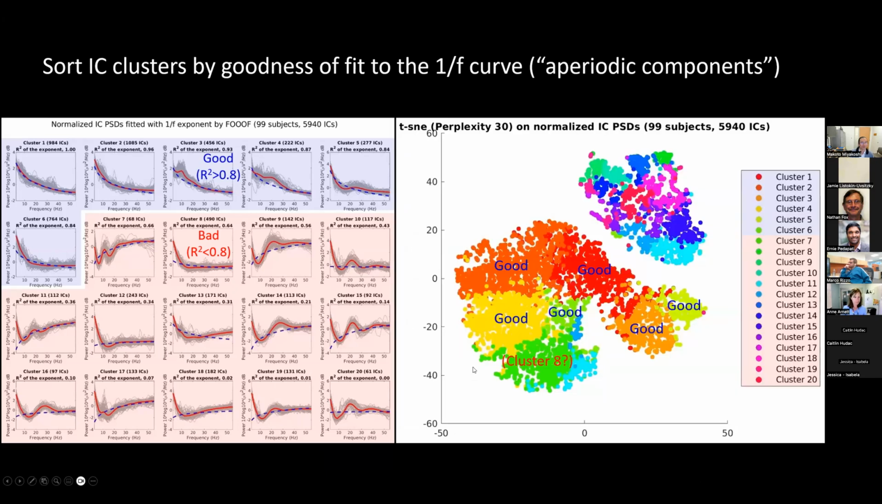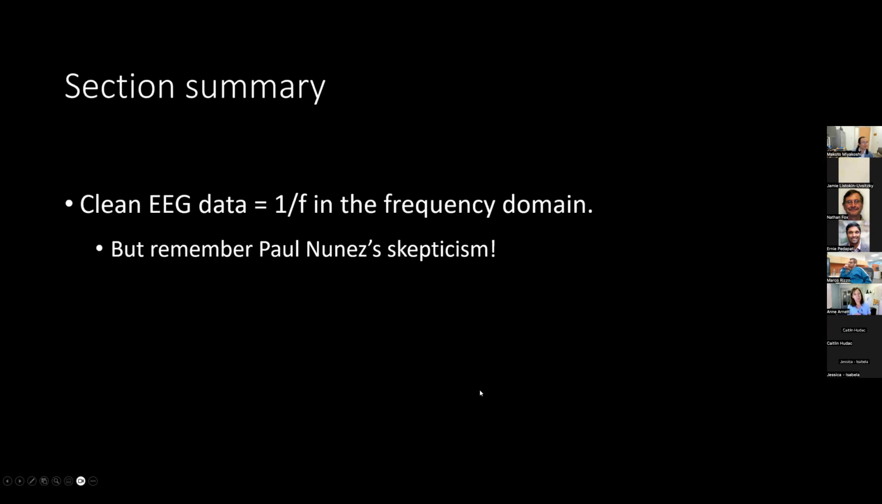Maybe I'm going to skip this also. So the section summary: 1/fness is always available, and it's pretty reliable, I think. Although we have to remember the skepticism by Paul Nunez. Maybe the lowest end of the power spectrum density is highly contaminated by body movement. And of course, the high part, like the gamma part, is contaminated by muscle as well.